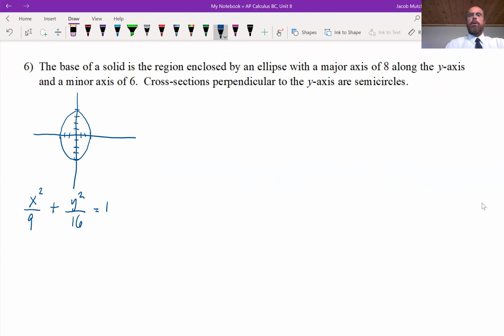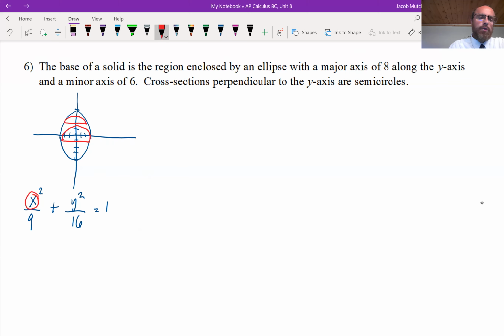Now I do see that my cross sections are perpendicular to the y-axis and they're semicircles. So I'm going to see that these cross sections look something like so. They're from left to right, and they're semicircles. So what I need to do with my equation is solve it for x, because my semicircles are defined in terms of y. So that's a couple steps here.